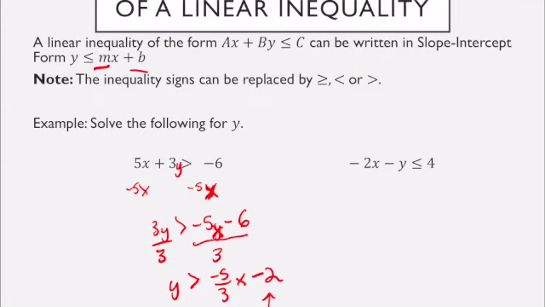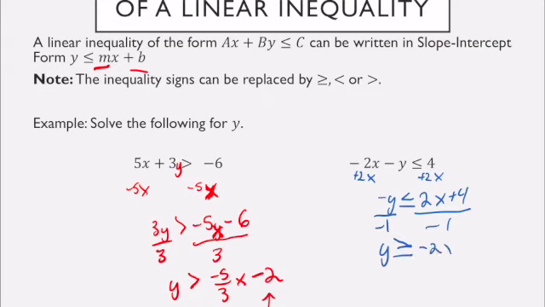So why don't I go ahead and solve this second example? Again, we're trying to isolate y, get it all by itself. So I'm going to add 2x to both sides. That means negative y is less than or equal to 2x plus 4. And now in order to get y all by itself, I need to divide by negative 1 or multiply by negative 1. That means y is greater than or equal to, see, because I divided by a negative, I flipped the sign, negative 2x minus 4.